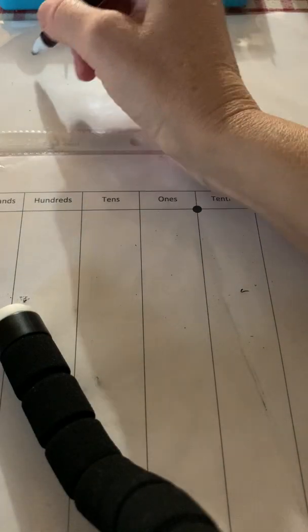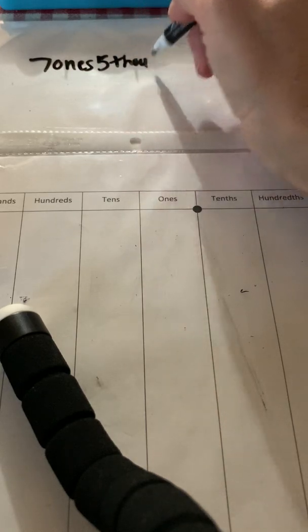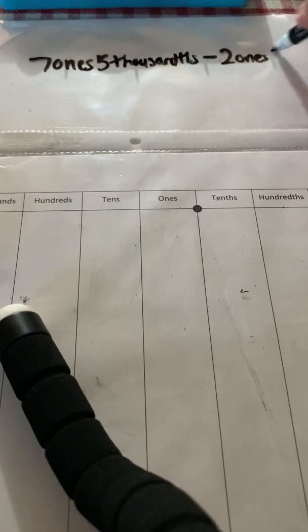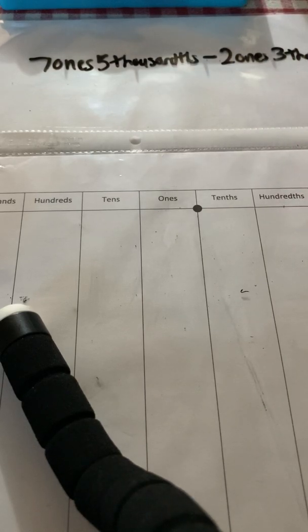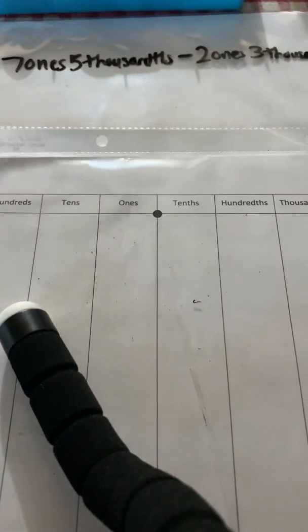All right, let's try one that's a little harder. What if I had the problem 7 ones, 5 thousandths, minus 2 ones, 3 thousandths. So let's take a look at that one. 7 ones, 5 thousandths, minus 2 ones, 3 thousandths. Now again, I find subtraction problems a lot easier if I do them in standard form.